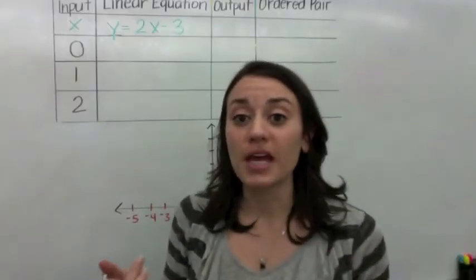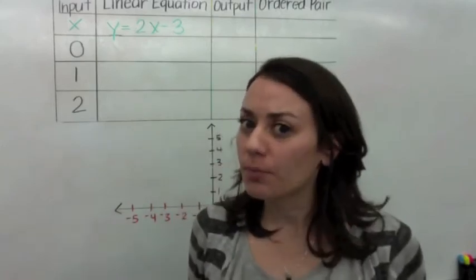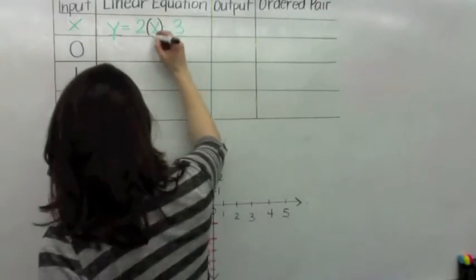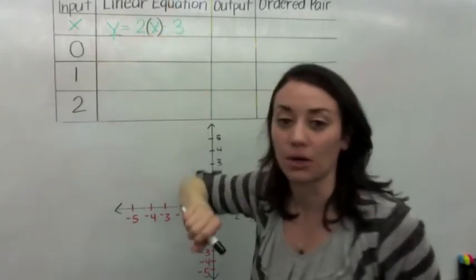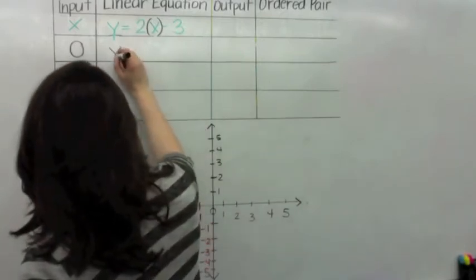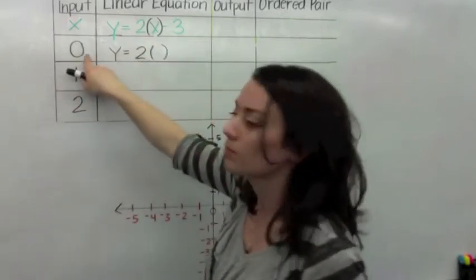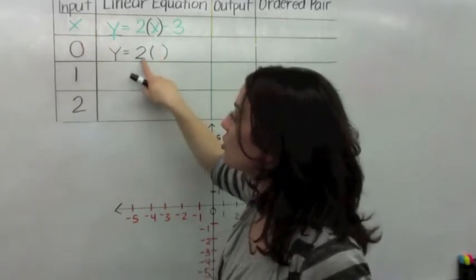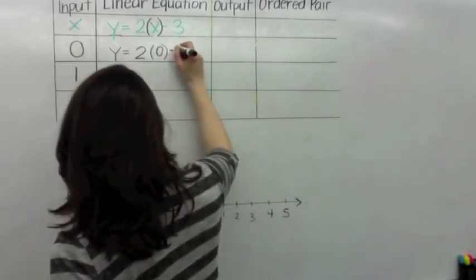So what I want you to do is put parentheses around the x in the linear equation. So do this. This means wherever you see x, you're going to substitute it with the number. Okay? So let's try it. You're going to rewrite the equation as y equals 2 times what? If x is 0, what goes here? 2 is being multiplied by 0. That's right. Then you'll subtract 3.